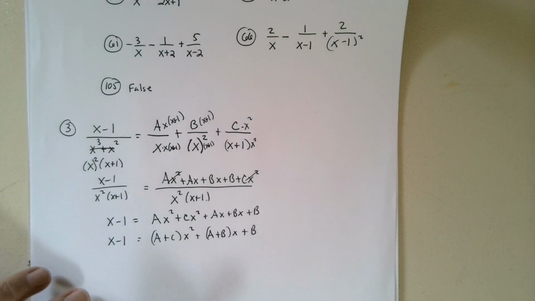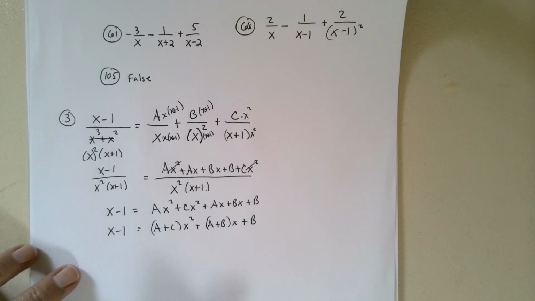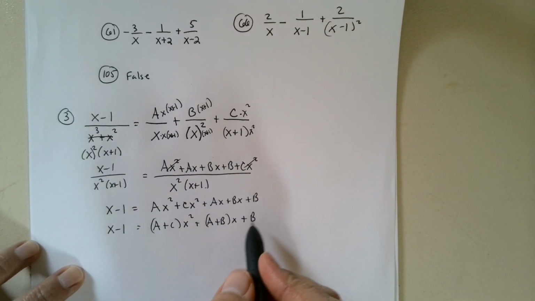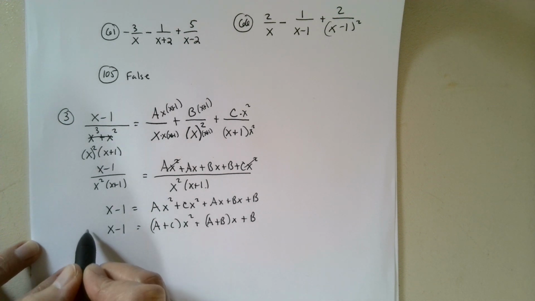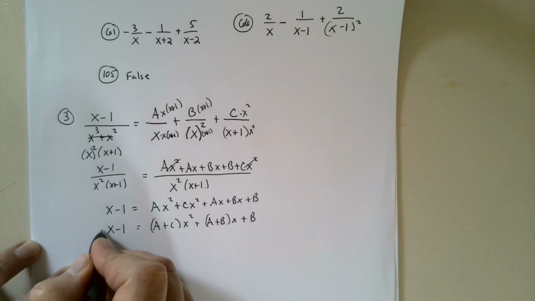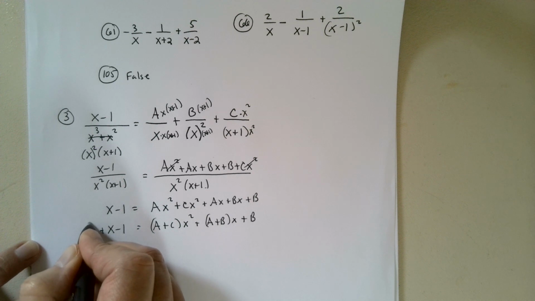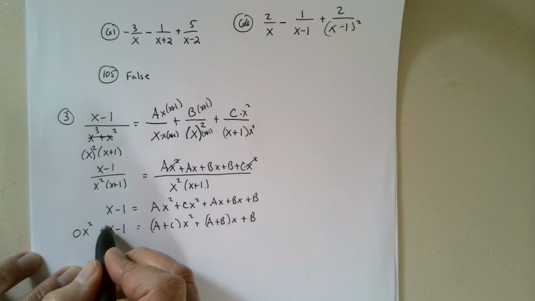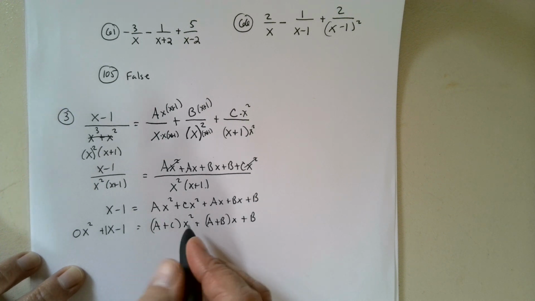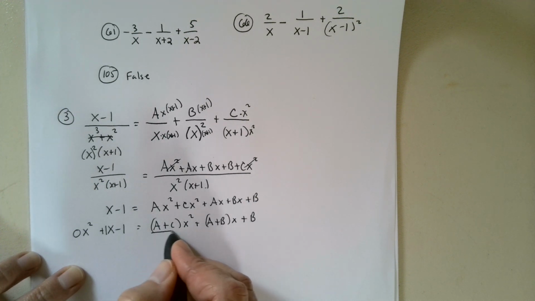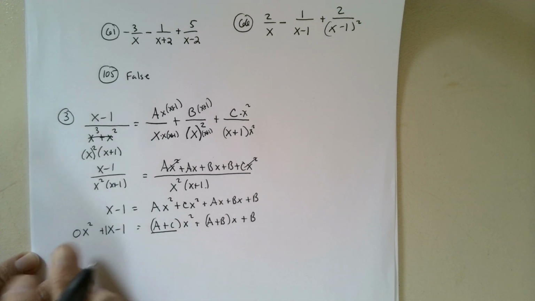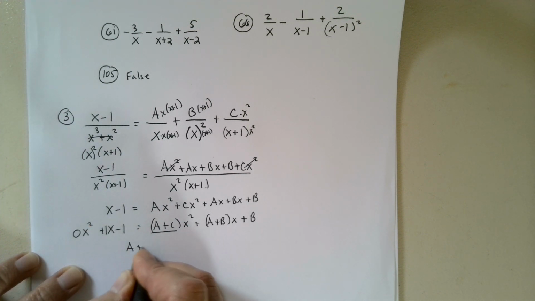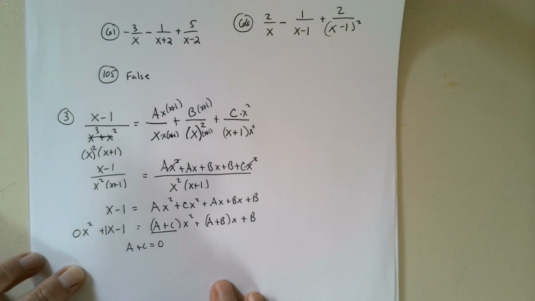Now, I had a few people ask me about a problem similar to this. We don't have an x squared term on the left. So think of that as 0x squared. And then we have 1x and we have a negative 1. So on the right side, we have a plus c in front of x squared. On the left side, we didn't have an x squared, so that means our coefficient is 0. So a plus c is going to equal 0.